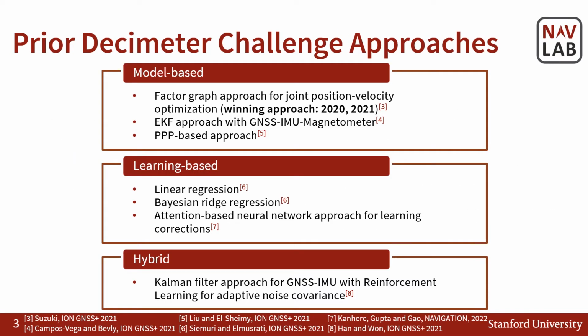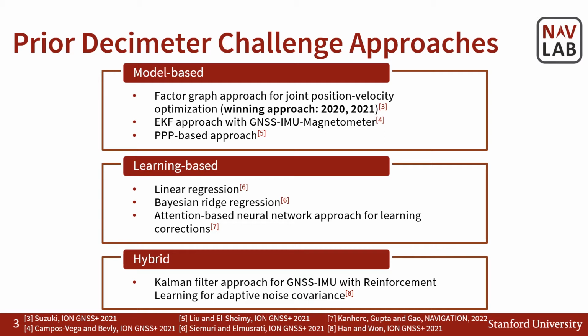Let us look at some of the prior approaches that have tried to address the Google Smartphone Decimeter Challenge. On one hand, we have model-based approaches such as the factor graph approach that tries to jointly optimize for position and velocity. This was actually the winning approach for both 2020 and 2021. Some prior works have also looked at designing an extended Kalman filter by tightly fusing GNSS with other sensors such as IMU and magnetometer.